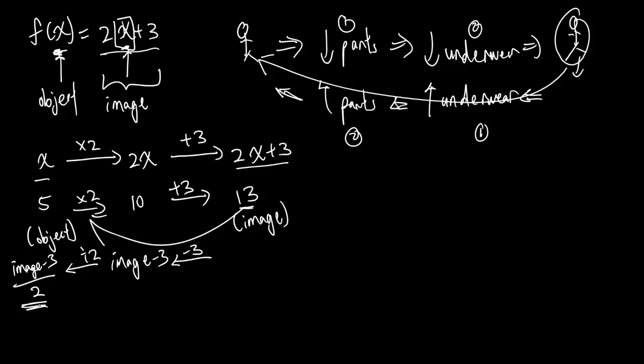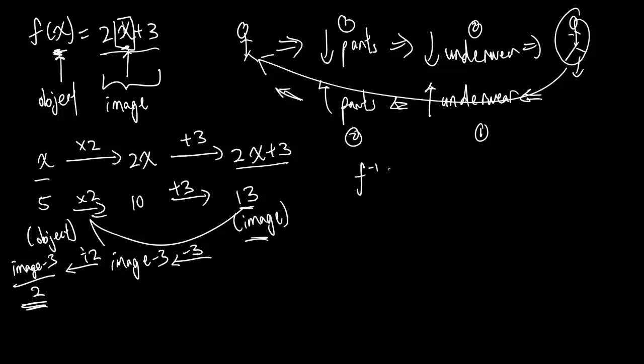Okay, so the inverse function is the process of changing this image from the beginning all the way back to the object. Now this image minus 3 over 2 is the object. So we can write this in the equation form, in which it will look something like this.